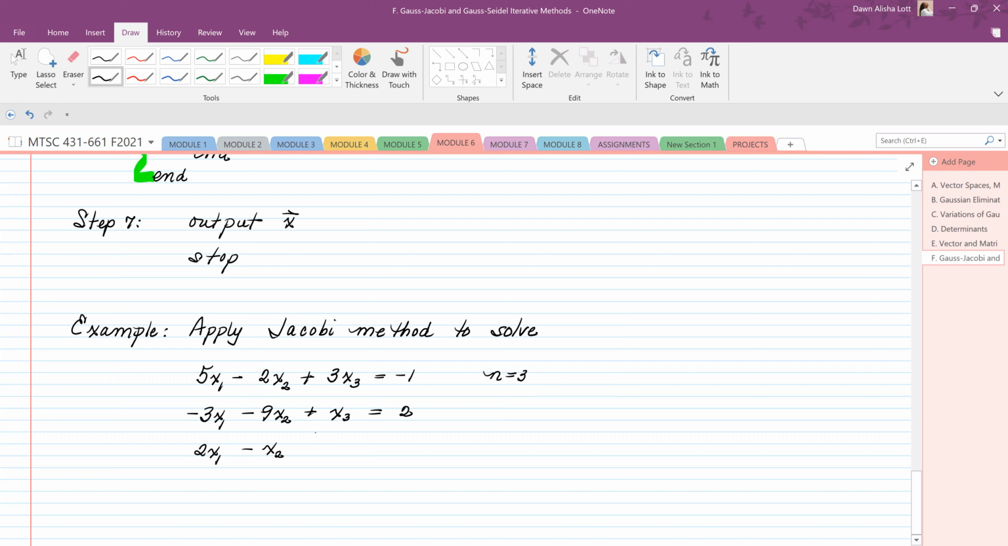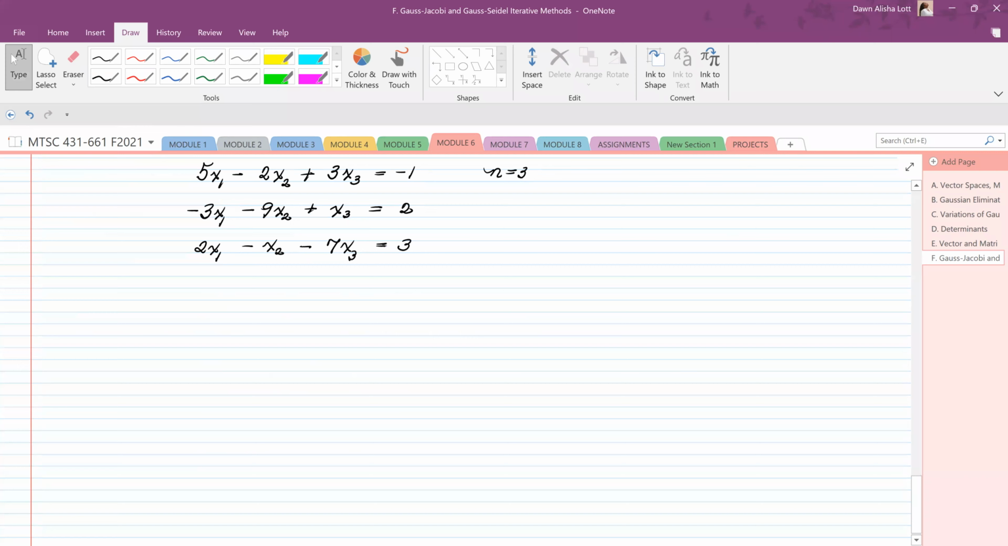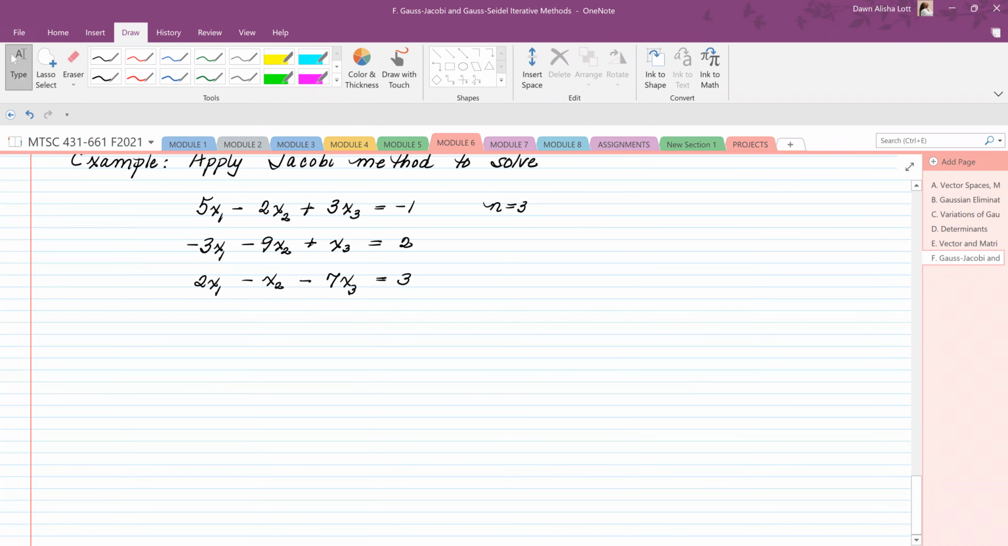that can't be right. Oh, yes, it is. Minus 7x3 is equal to 3. I was thinking the diagonal couldn't be negative. The diagonal doesn't have to be positive, it's okay. The diagonal can't be 0. That's the problem.